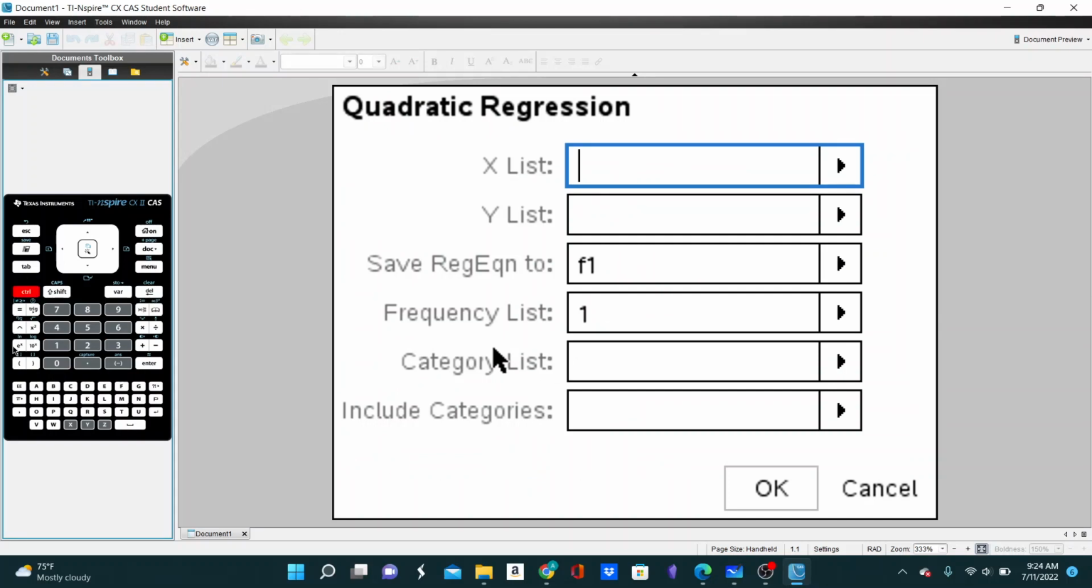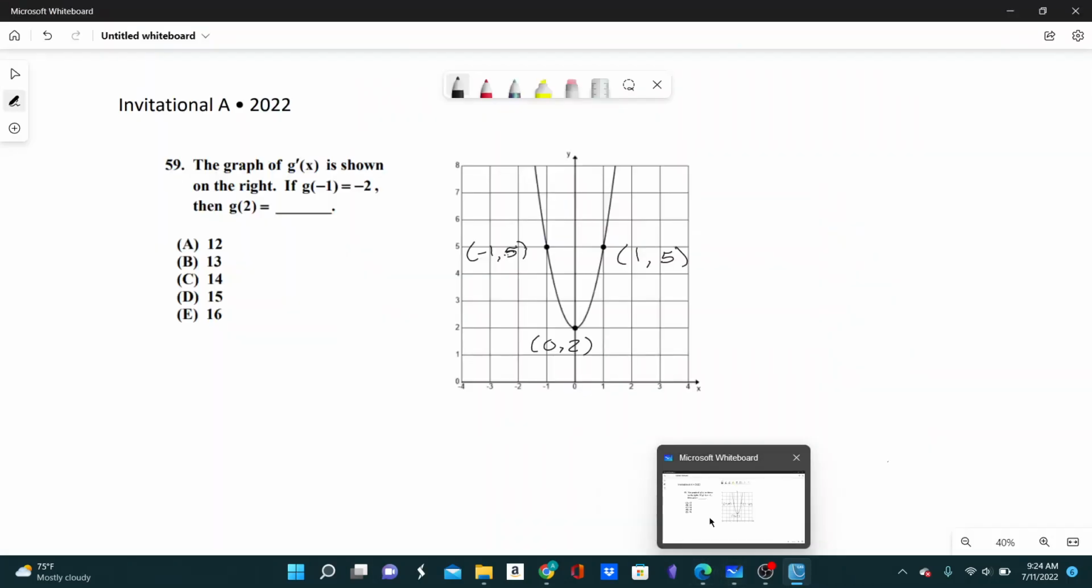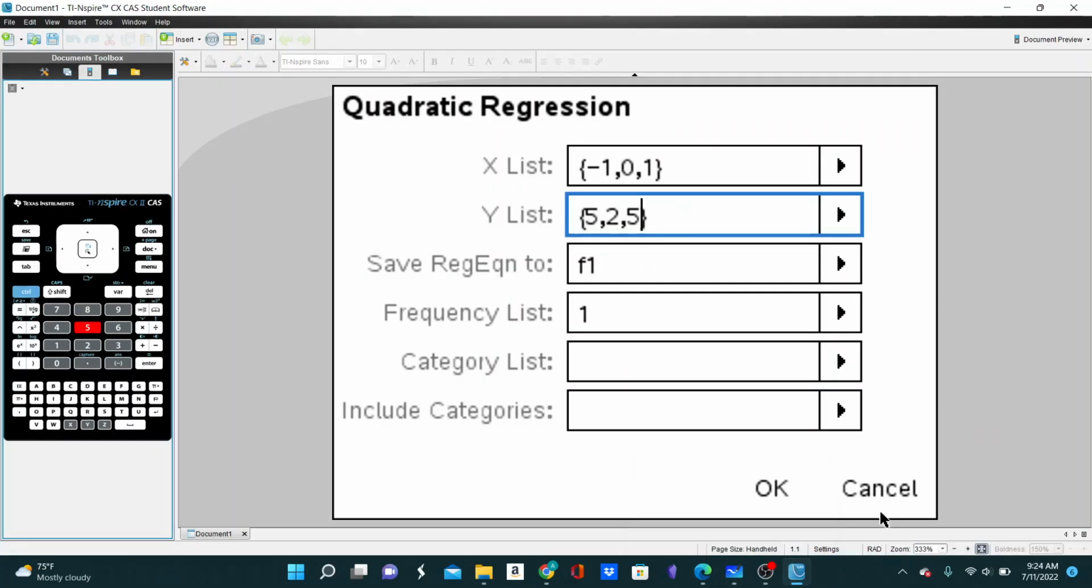So your x list has to be in curly brackets, which you just do control and then right parenthesis. So negative 1 comma 0 comma 1. And then same thing for the y list. So that's going to be, I believe it was 5, 2, 5. Let's see. Yeah, 5, 2, 5. And then you always want to look at what equation it's being stored in. So in this case, it's being stored in F1.